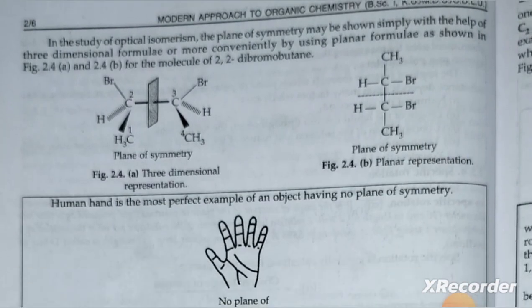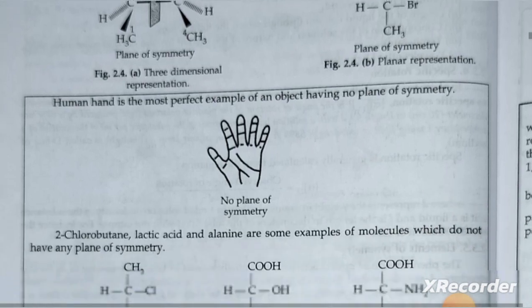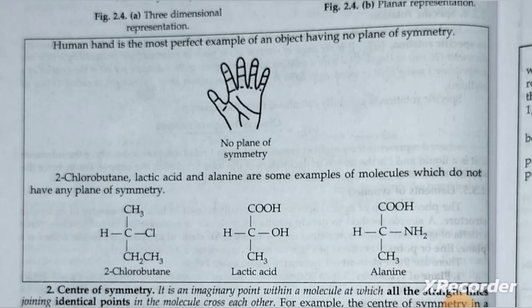In the study of optical isomerism, the plane of symmetry may be shown simply with the help of a three-dimensional formula or, more conventionally, by using a plane formula as shown in figures 2.4a and 2.4b for the molecule of 2,2-dibromobutane. The human hand is the most perfect example of an object having no plane of symmetry. 2-chlorobutane, lactic acid and alanine are some examples of molecules which do not have any plane of symmetry.